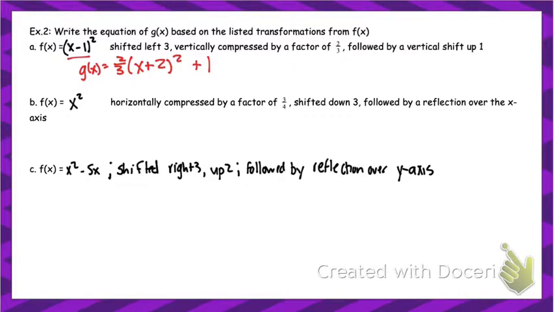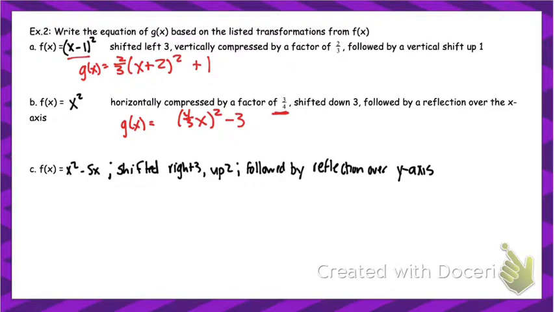All right, horizontal compression by a factor of 3/4 in the next one. This is probably the biggest mistake, so just be careful. If it is compressed by a factor of 3/4, 3/4 is not the number that goes in our equation. The number that's going to go in our equation is 4/3, and it's going to go inside the parentheses. Shifting down 3 would then be a -3 outside the parentheses.